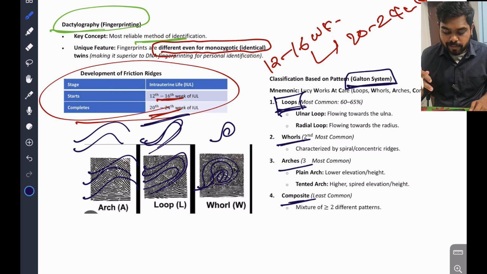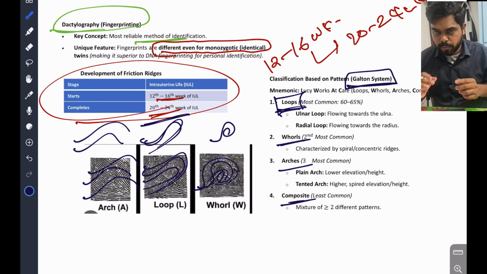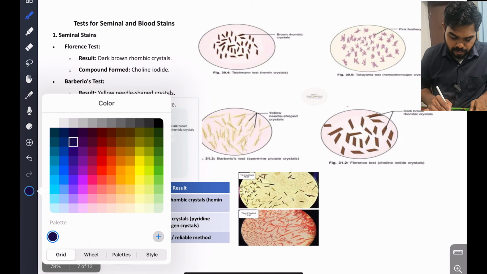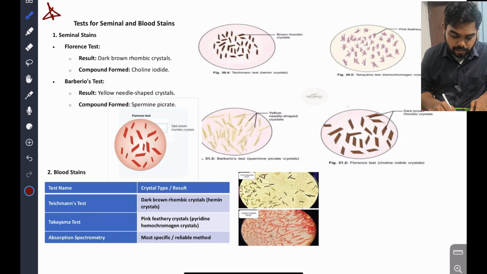And one point in dactylography, I'll add in the identification chapter, one more small topic will be added. So now this is the 5-star area.